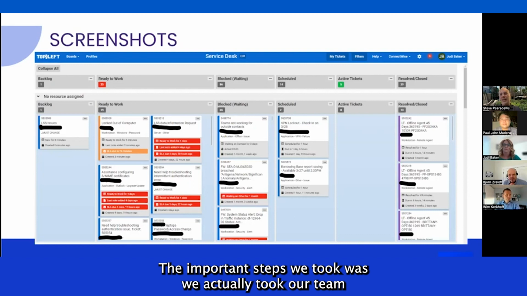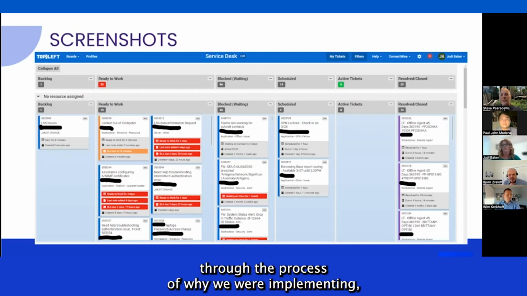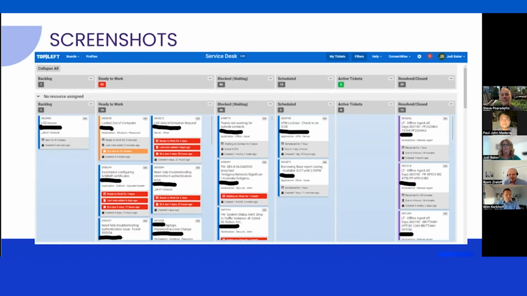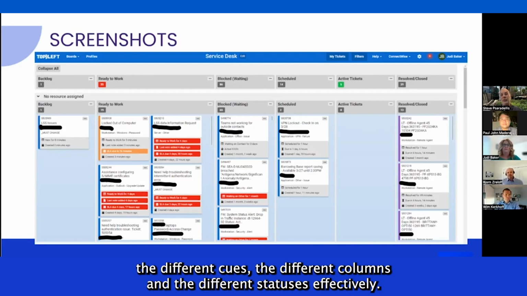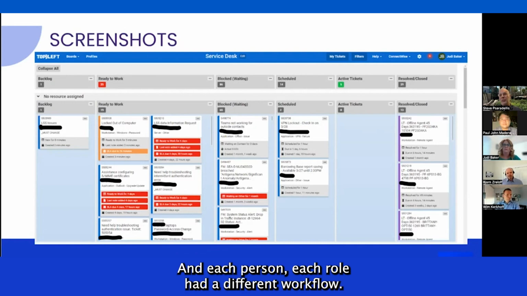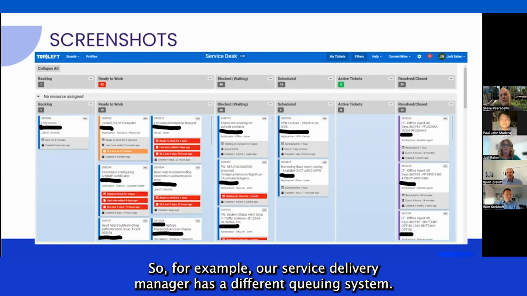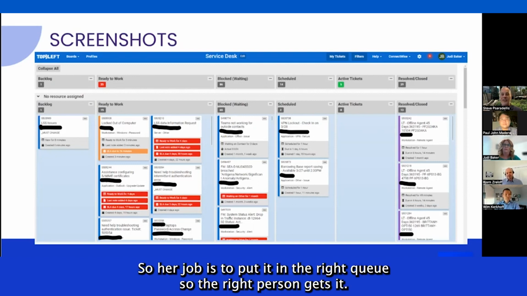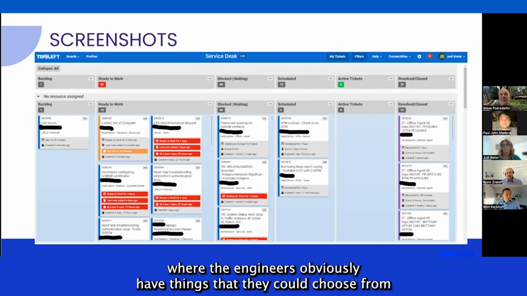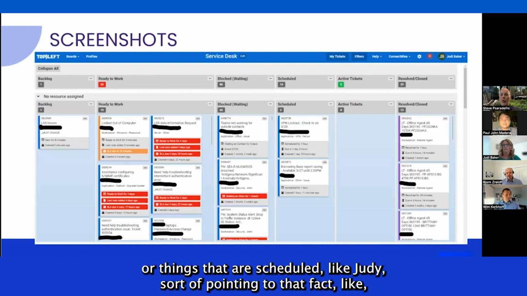The important step we took was taking our team through the process of why we were implementing a Kanban system and why we needed visualization, and they actually got involved in determining the different queues, the different columns, and the different statuses. Each role had a different workflow. For example, our service delivery manager has a different queuing system. She triages the tickets and determines what level of engineer is required, so her job is to put it in the right queue so the right person gets it. The engineers obviously have things they can choose from or things that are scheduled.